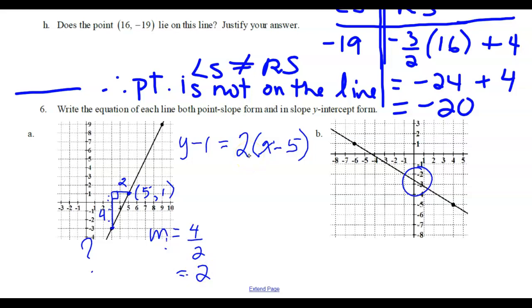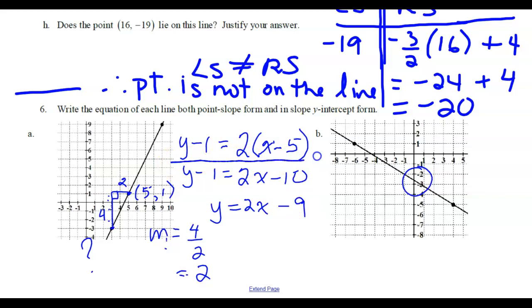So that's your slope point form. Now to get it in y-intercept form, get rid of the brackets and solve for y. So y minus 1 equals 2x minus 10. And then add 1 to both sides. So when you add 1 to both sides, you get 2x minus 9. So 2 forms.